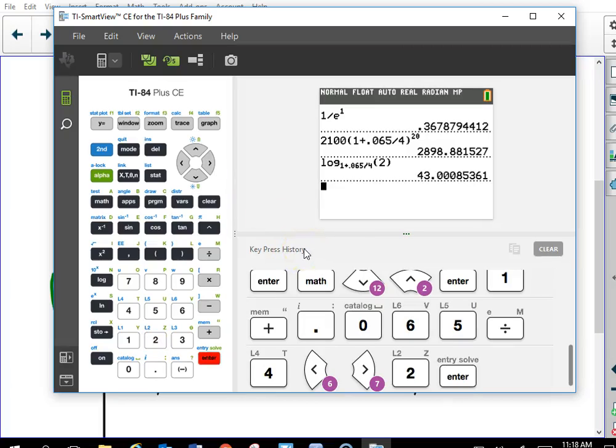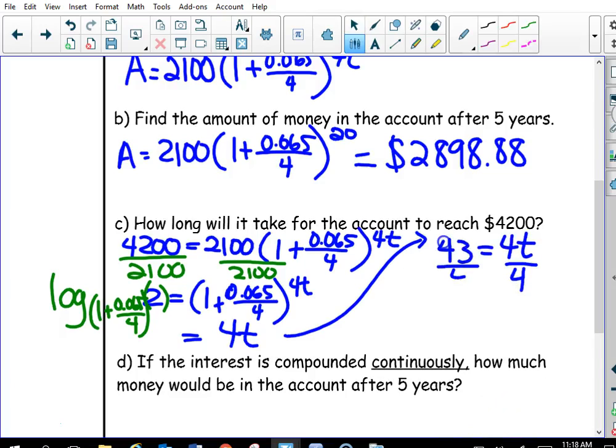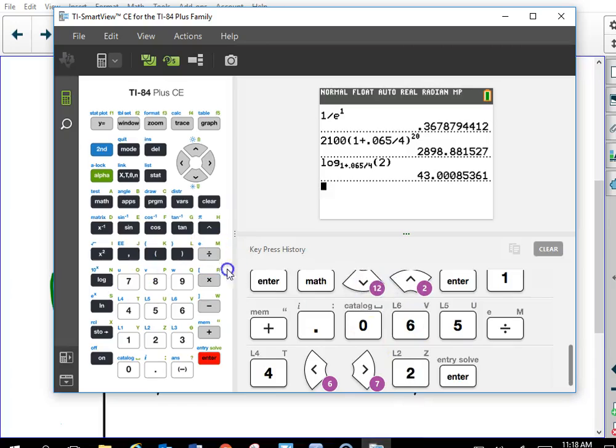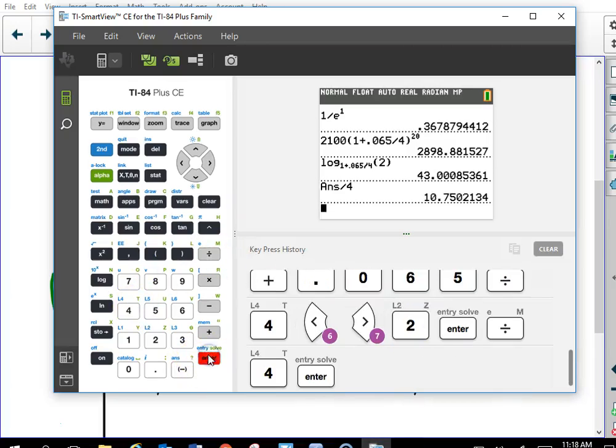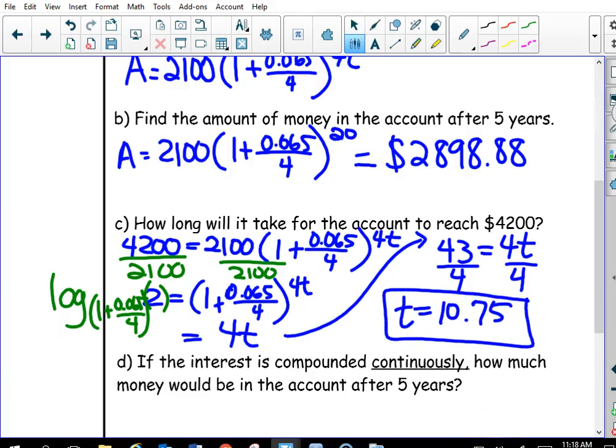All right, so that tells me that it looks like it's going to take 43. No, that's 43. Let's try that again. I get 43 equals 4t. I forgot about this little division step. So it looks like t is going to be equal to 43 divided by 4, which is 10.75. Okay, so don't forget you need a log to solve for a variable in the exponent of an exponential.